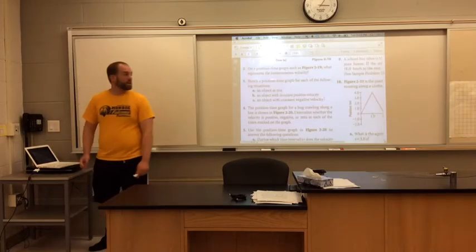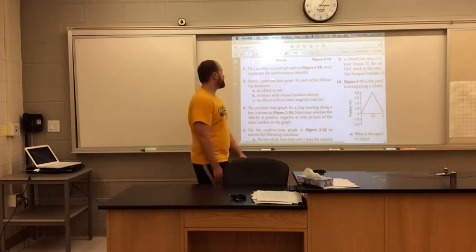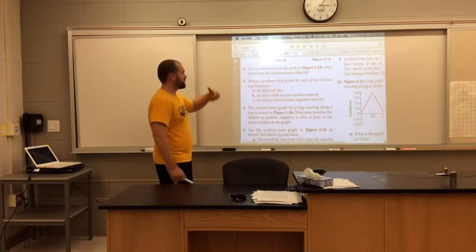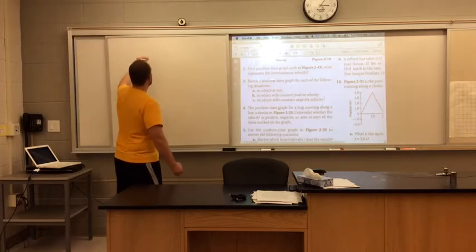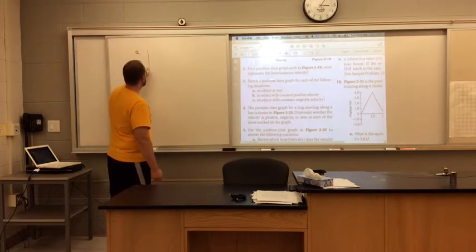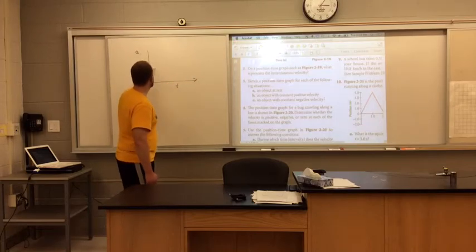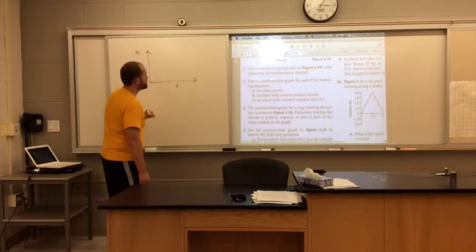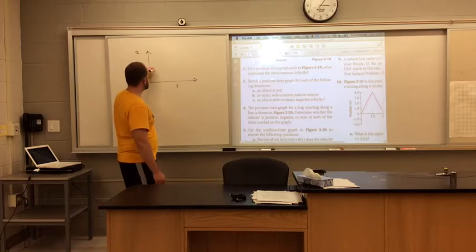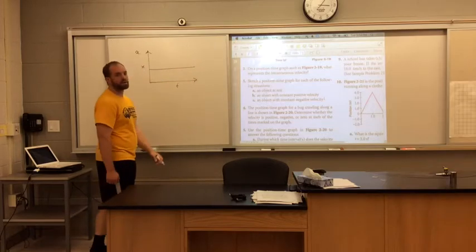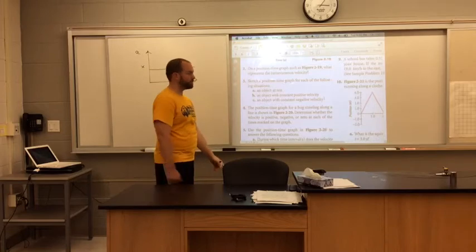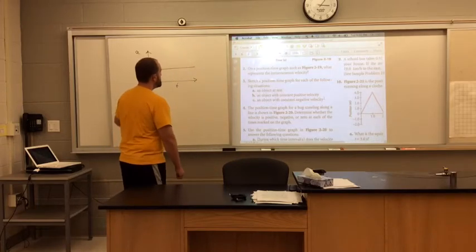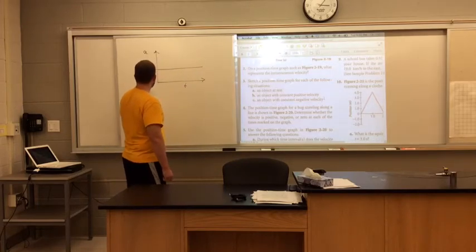Number 3. Sketch a position time graph for each of the following situations: an object at rest, an object with constant positive velocity, an object with constant negative velocity. Here we go. A, for an object at rest, here's time, here's position, and it would just stay the same the whole time. It's at rest. Doesn't matter if you drew your line down here or up there, as long as your line is flat, has a 0 slope. It's at rest.